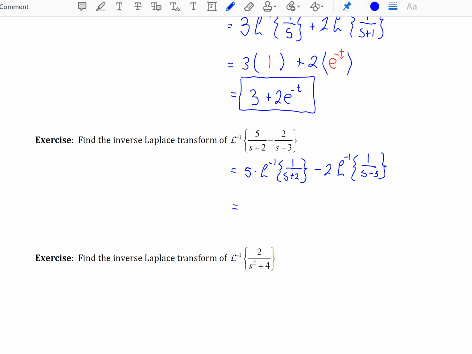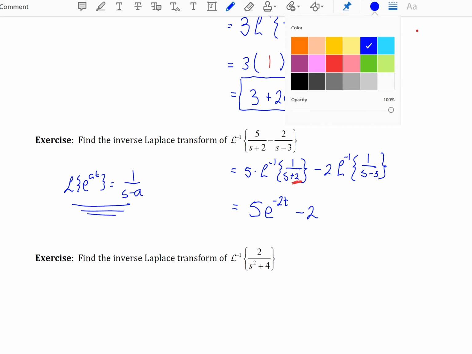exponential functions. So remember, in general, the Laplace of e to the at is 1 over s minus a. This is what we're trying to walk away from in this example. So here it says s plus 2. And if it's s plus 2, that means a had to be a negative 2. So I think we get 5 times e to the negative 2t minus 2.